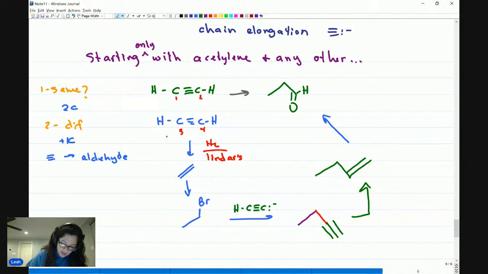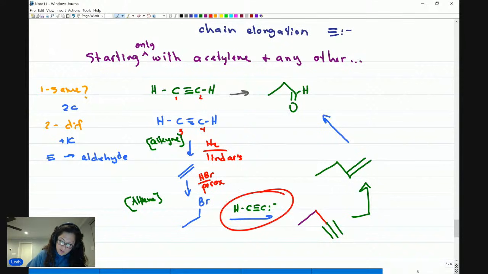That is an alkyne reaction. Then to get the bromine, we've already seen this one in the alkene or the radical chapter. So I'm just going to put alkene. We'll use HBr and peroxides. Once I have the bromine on there, we bring this in. The question is, where did this come from? I saw a good question about that.